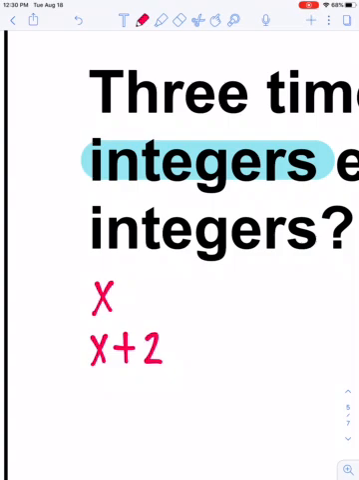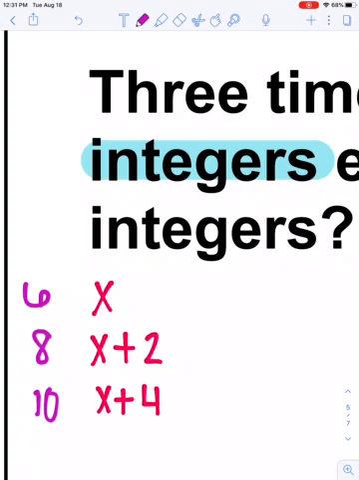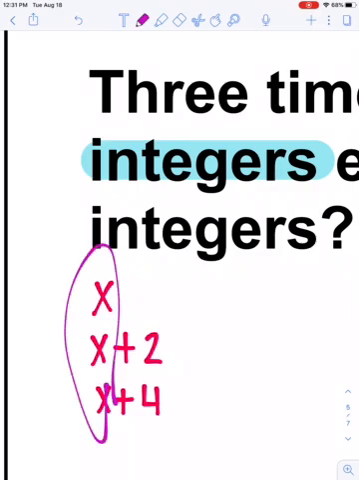The third one will be 2 more than this one even, okay? So not just x plus 2, but now we're at x plus 4. Just as an example, if this one was 6, 6 plus 2 is 8, 6 plus 4 is 10. That would give you 3 consecutive even integers. But we have to do that because we need them all represented with the same variable. So we have to be able to use x for all of them and write them down.